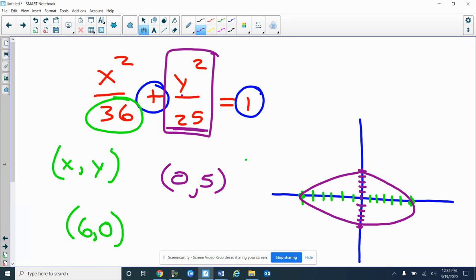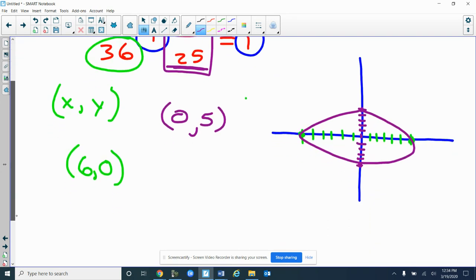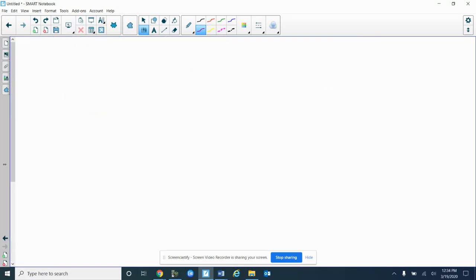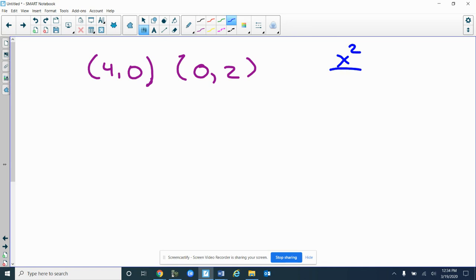Okay, now that's one way that we're going to show you how to do these. The other way is I'm going to physically give you points here. So let's say I gave you the point 4, 0 and 0, 2. Okay, and I'm going to ask you to write an equation. So what I'm going to ask you to do is reference what we set up here. And it's going to be x squared over our number plus y squared over our number. And once again, it's always going to equal 1.